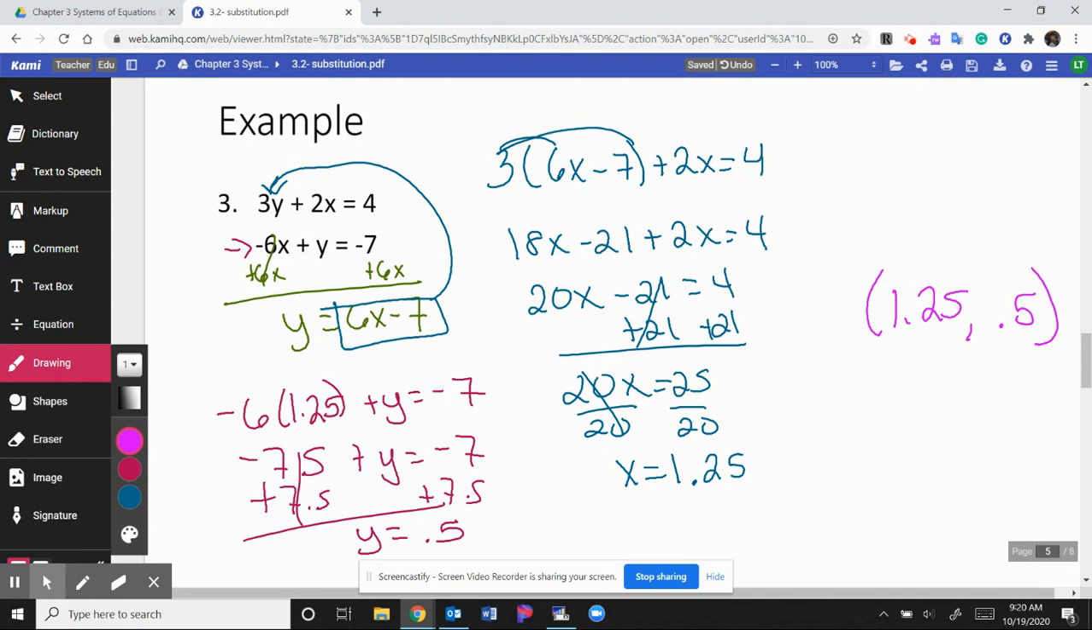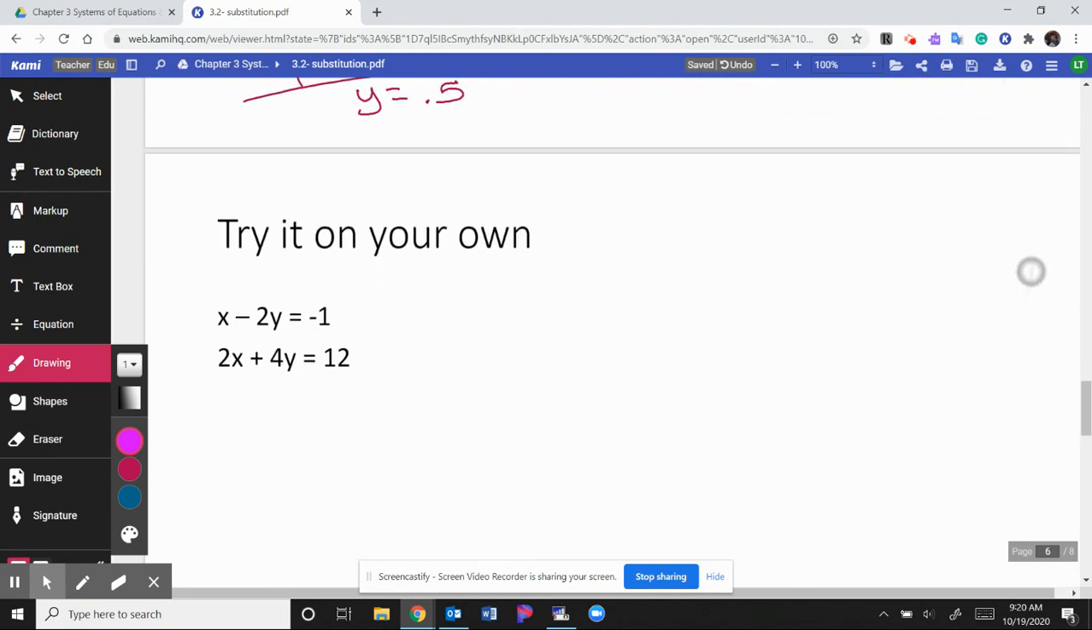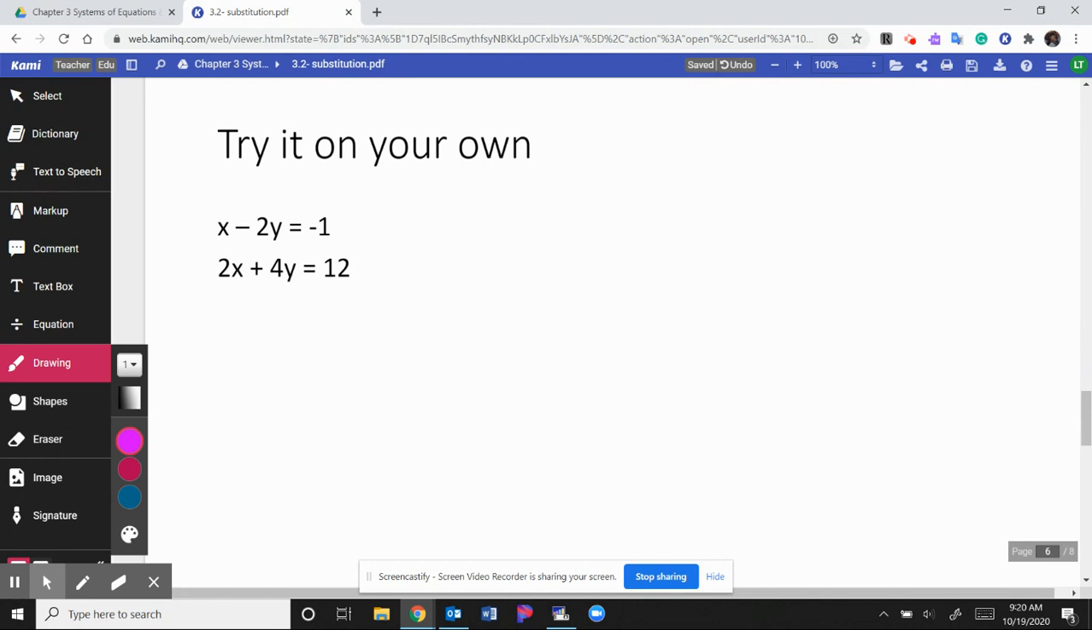Again, if you would try to graph that by hand, there's no way we could have actually gotten that as our answer, but you can check it in the calculator. All right, so this next one, I want you to please try it on your own. So pause the video, and I want you to please try it out.